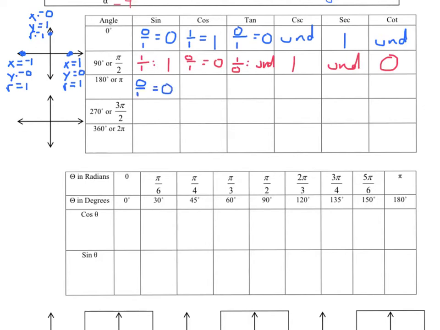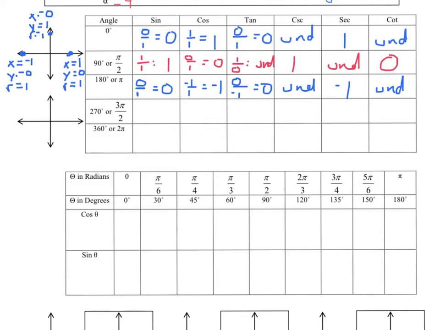Cosine is x over r, that's -1 over 1, which is -1. Tangent is y over x, that's 0 over -1, which is 0. Next we have cosecant, reciprocal of sine, reciprocal of 0 is undefined. Secant and cosine are reciprocals, reciprocal of -1 is -1. Tangent and cotangent, reciprocal of 0 is undefined.